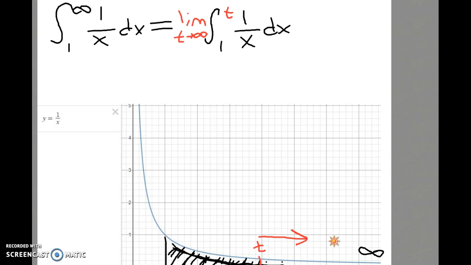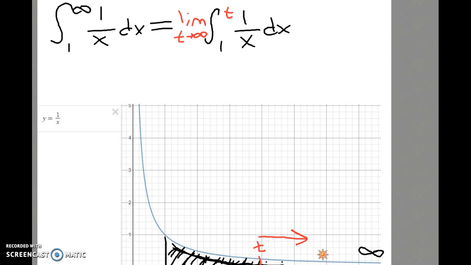If you imagine that your areas as t slides out towards infinity have this behavior where it's 1, and then it's 2, and then it's 2.5, and then it's 2.3, and then it's 2.1, so that it seems to be zeroing in on, in this case, 2, then we would say that the integral converges to 2, because the area seems to be approaching a finite value. So those are the two things that can happen with these improper integrals.